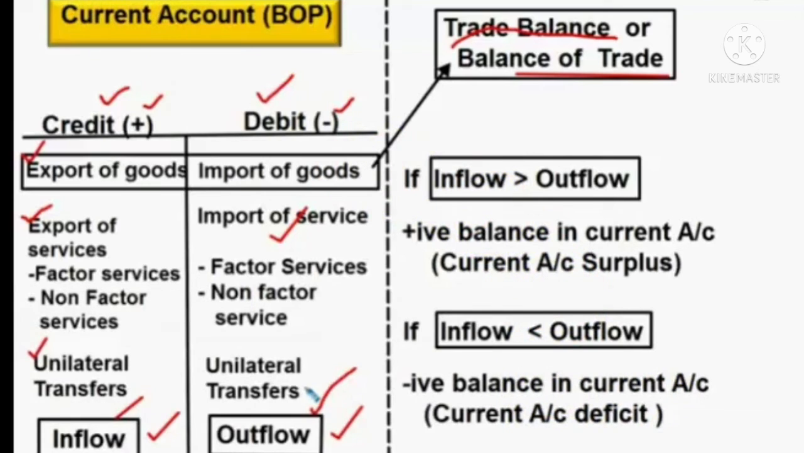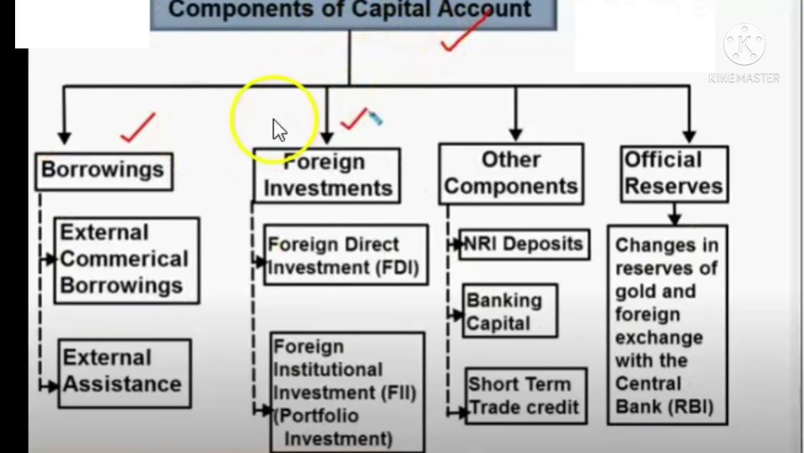So hope you understood. Under the components of the capital account, we can see foreign investments, borrowings, other components and official reserves. Under borrowings, external commercial borrowings and external assistance are included. When we borrow for commercial purposes, our own purposes, or take assistance from others, that comes under borrowings. And under foreign investment, foreign direct investment and portfolio investment come.